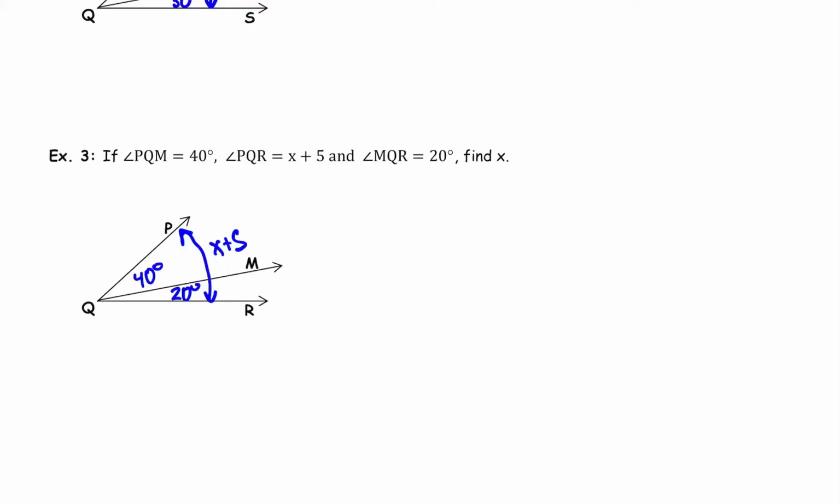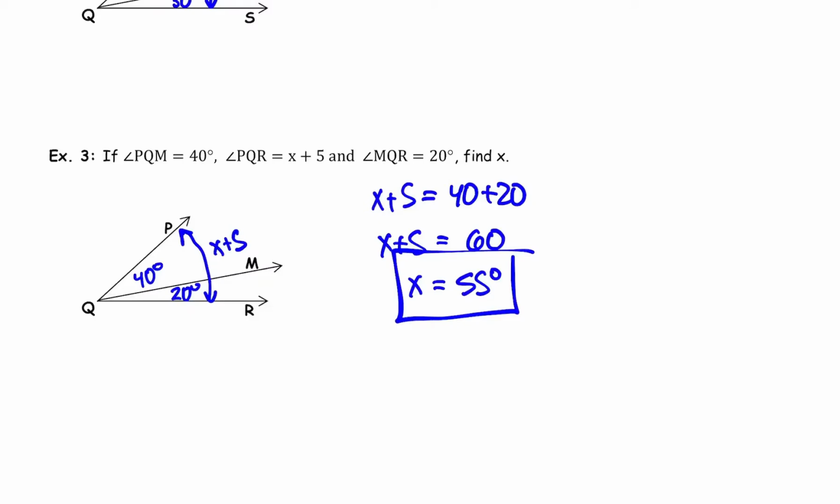All right, it's not just going to be simple addition or subtraction. So basically, I need to understand that the whole angle is this, and it's made up by adding the two smaller ones together. So I'm going to say x plus 5 equals 40 plus 20. So I'm going to do some simple algebra here. x plus 5 equals 60. I'll subtract 5 from both sides. All right, I'm not going to write it all down, but so x equals 55. And we're done with that question.